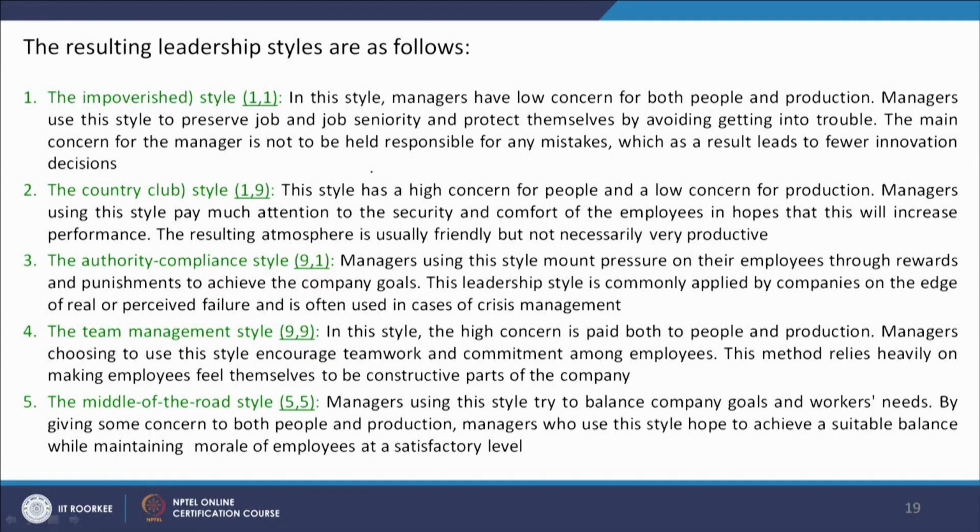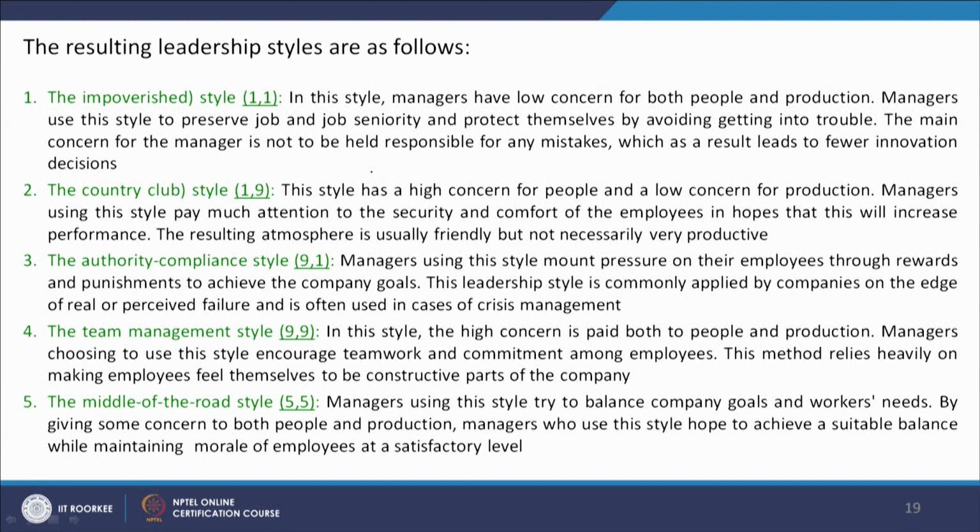That means the scores on the scale developed by Blake and Mouton can be obtained from the questionnaire, and those scores can be plotted on the graph, and with all the permutations and combinations, the effective leadership style can be easily identified for a particular organization. So, the impoverished style is the style which leads to fewer innovative decisions, because there is neither concern for people nor concern for production.